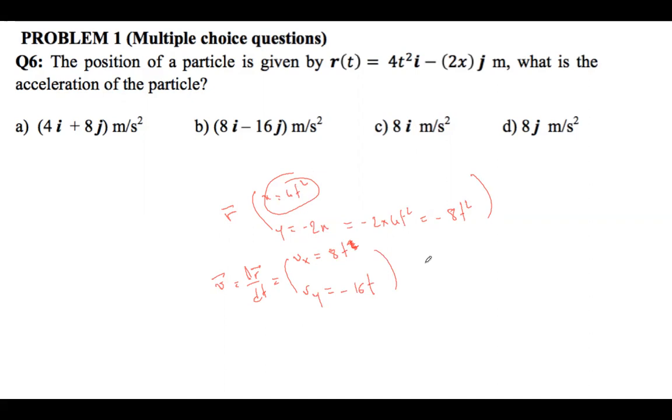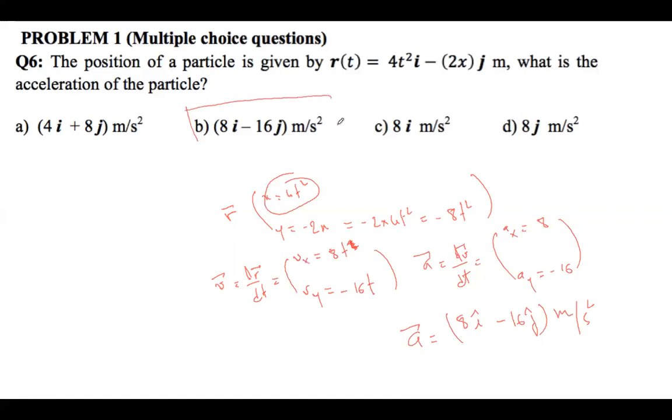Okay. Now, acceleration, which is just the derivative of velocity with respect to time, has two components. Acceleration along x is just 8. Acceleration along y is just minus 16. So the acceleration in unit vector notation is 8 i hat along the x direction minus 16 j hat, in units of meters per second squared. So B is the right answer. Next question.